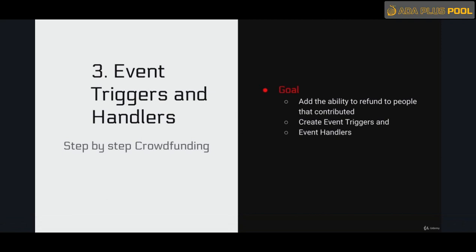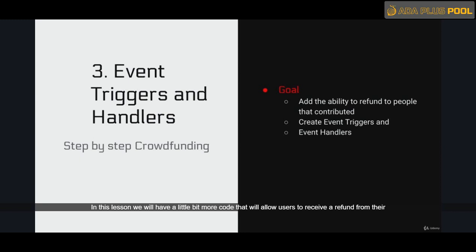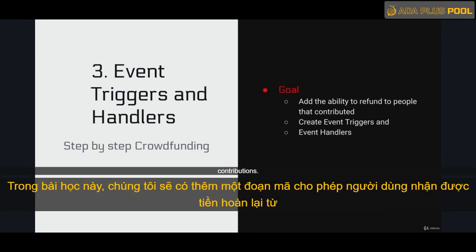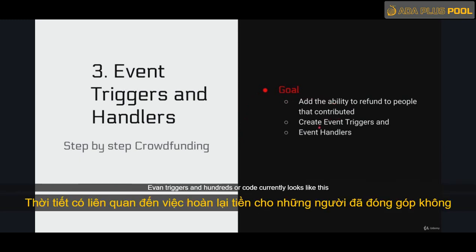In the previous lesson, we created a contract that is able to receive contributions from multiple users. We did this by using the pay to script function. In this lesson, we will add a little bit more code that will allow users to receive a refund from their contributions. Our goal is to add the ability to refund people that contributed and create event triggers and handlers.